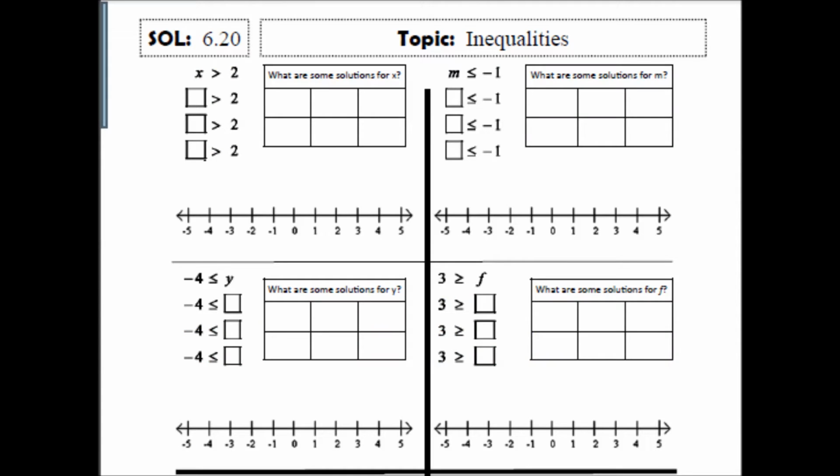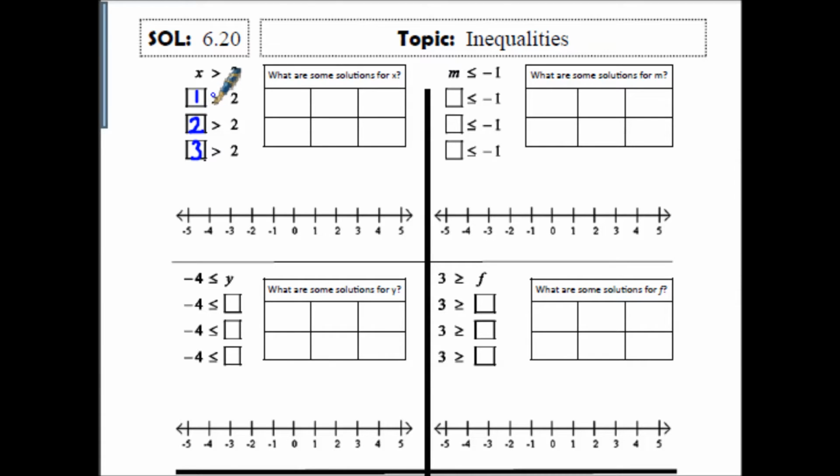When we graph inequalities, we're trying to graph every single possible solution for our variable. And we're trying to figure out what numbers, in the case of x is greater than 2, all of the numbers that are greater than or bigger than 2. So, what are some solutions for x? We first want to start with 2, see if 2 works. Then try a number that is smaller and try a number that is bigger.